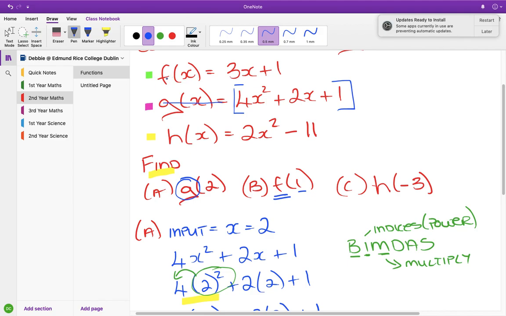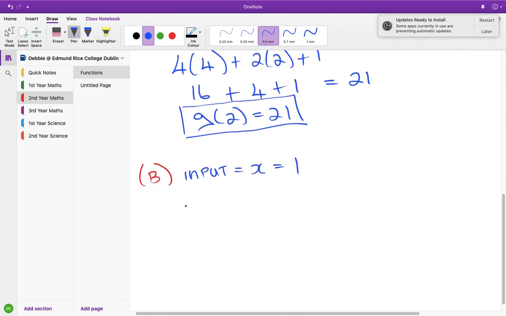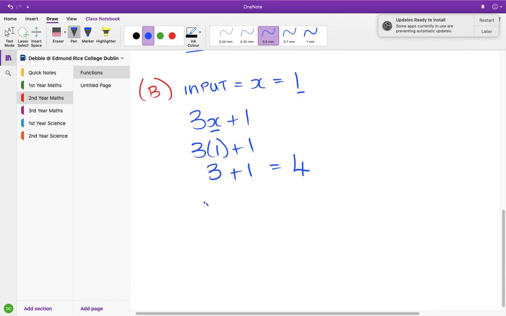So I'm going to go up here. This is the f function. And again, the important part of that function is after the equals, which is 3x plus 1. So I'll go down here. I'll write in 3x plus 1, and then I'm going to replace my x with the 1. So it's 3 times 1 plus 1. 3 times 1 is 3 plus 1, which is 4. So the final answer is that f of 1 is 4.